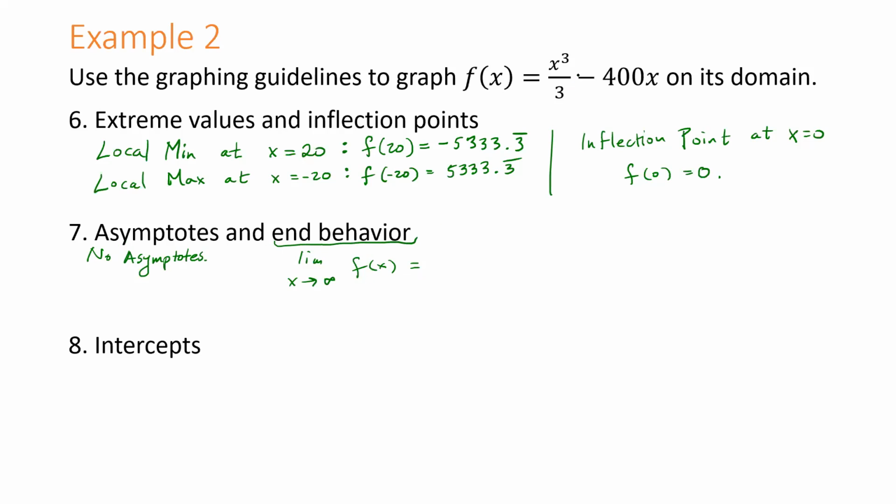In this case, we can just look at how the x cubed function behaves. We know this end behavior is more or less determined by the leading term. We know x cubed will go to infinity as x goes to infinity, and negative infinity as x goes to negative infinity. So it'll go up on the right side, down on the left side.